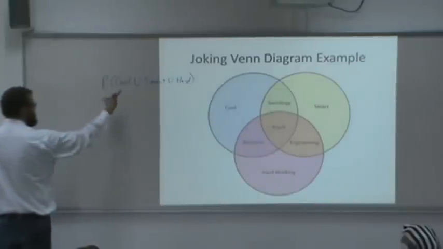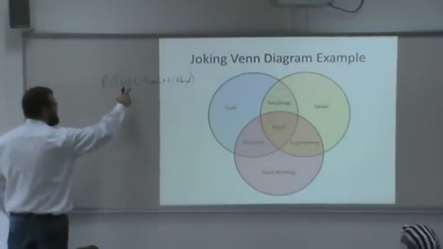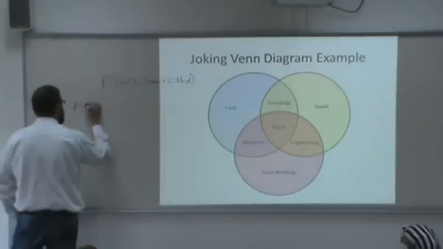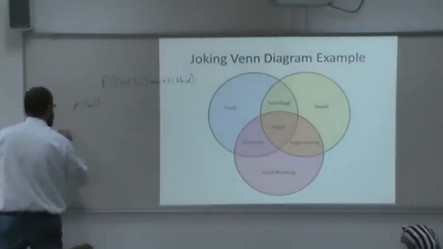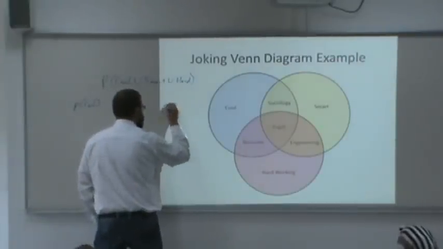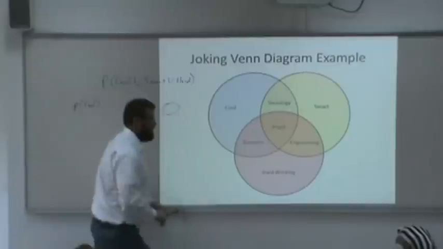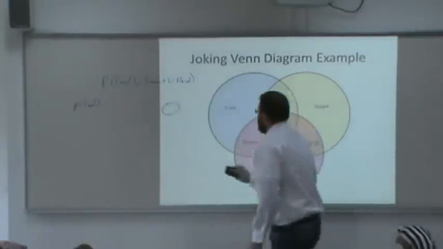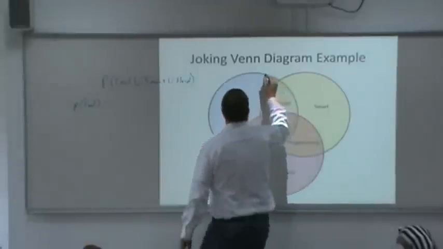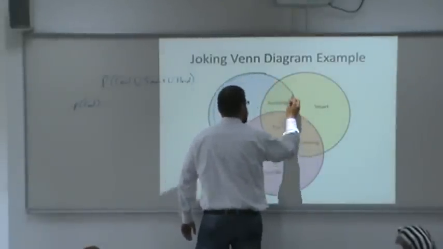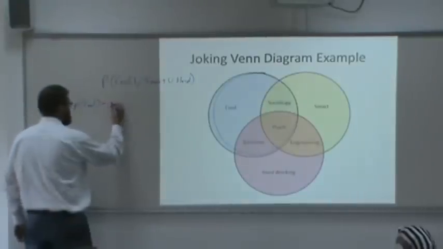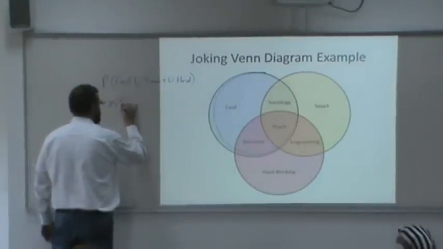draw these out. So if we want probability cool, union smart, union hard, we know that the first part is probability cool. So probability cool, how am I going to draw that? There's probability cool. That's not good enough. I'll just do this. There we go. So there's probability cool, plus probability smart.